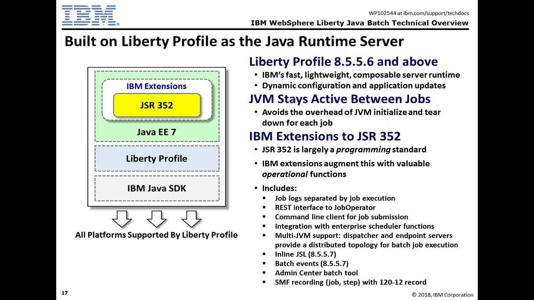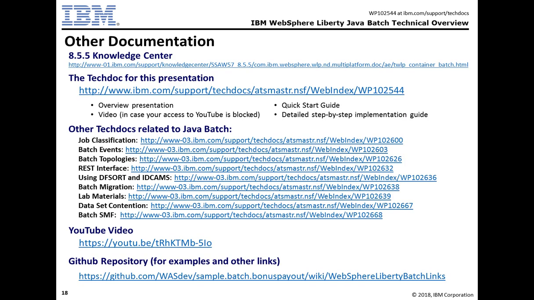We write a 120-12 record at the end of the job, at the end of each step, and that has information about the job as well as how much CPU it used, zIIP and GP, so that you can see what's going on in there.